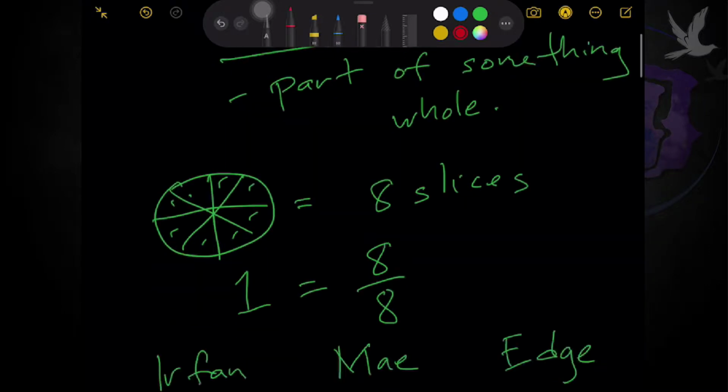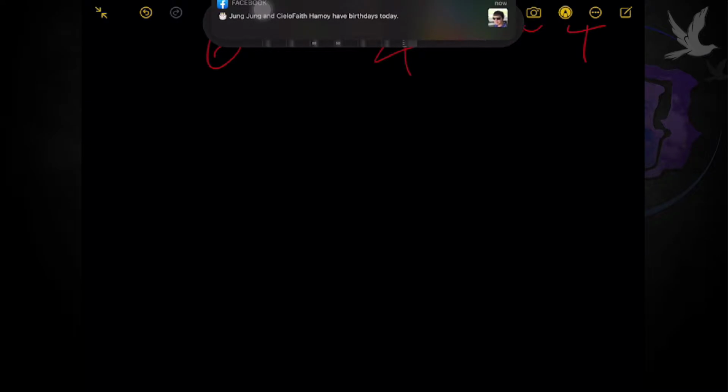Okay, so that's basically easy, right? Let's try this one. The next activity is trying to identify the value of a certain mark within a number line. Okay? Let's try that. Let me draw the line first.